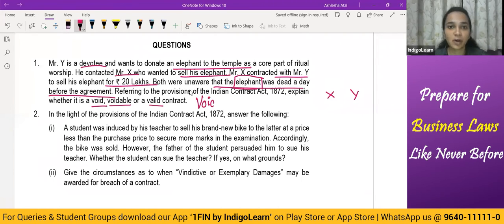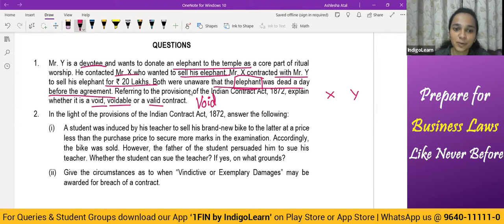It is not possible to perform at all because the elephant is not in existence. And since the elephant is not in existence, how is X going to sell the elephant to Y? These types of examples we have gone through in your study material as well, where there's an agreement to sell a horse and the horse has died. Both the parties are unaware of the fact that the horse is not in existence anymore. So this is based on similar lines. It's just that the elephant has replaced the horse here. So a very simple and very easy question. Moving on to the next question.